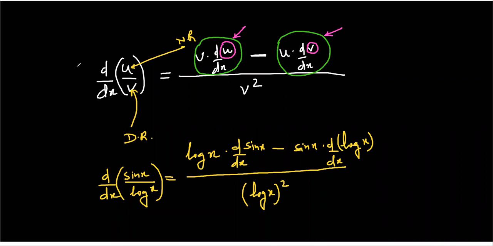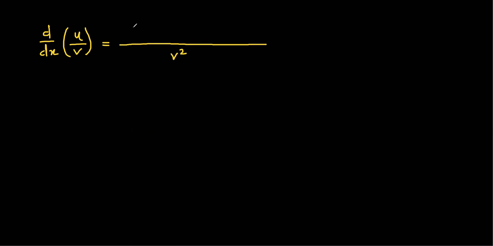Now we will take a few problems on the division rule where we apply the u upon v rule. That is, if we have d by dx of the quotient of two functions u upon v, as you know, the rule is the denominator is v square and the numerator you write v multiplied to derivative of u minus u multiplied to derivative of v.